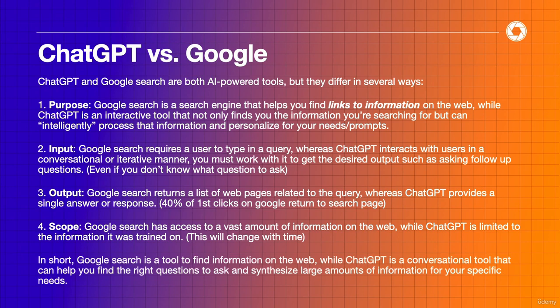So in short, Google is a search tool to find information on the web, while ChatGPT is a conversational tool that can help you get the right questions to ask and then synthesize large amounts of that information for your specific needs. So as we dive into this course, once we get these basics figured out, we're going to learn how you can use this tool for your business and for your personal life.